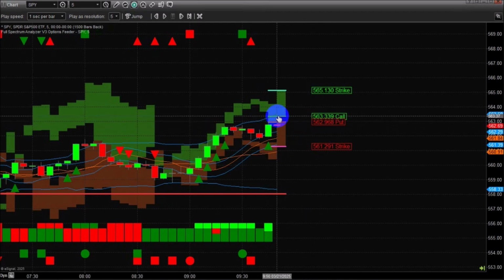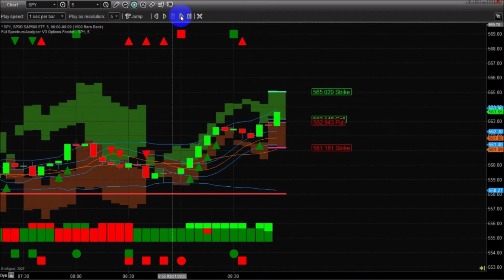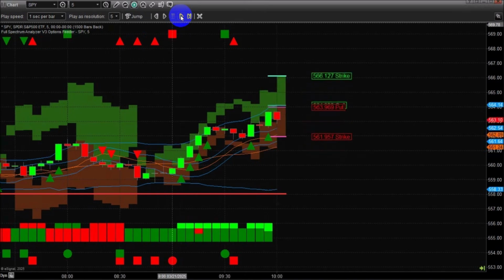563.39, you're below it. If you wanted to be aggressive, you can put a call option on at basically 563. You see the strike price up here. The target is 565. There we go, rallying higher.